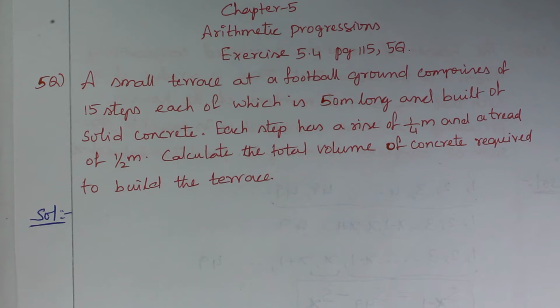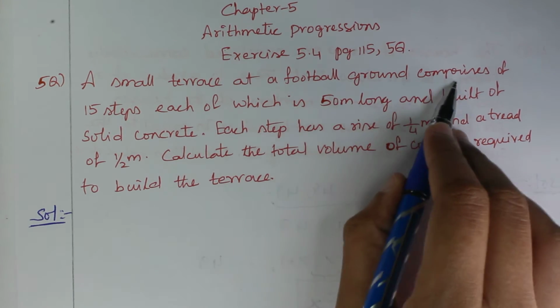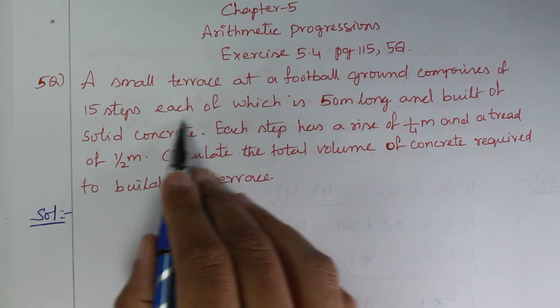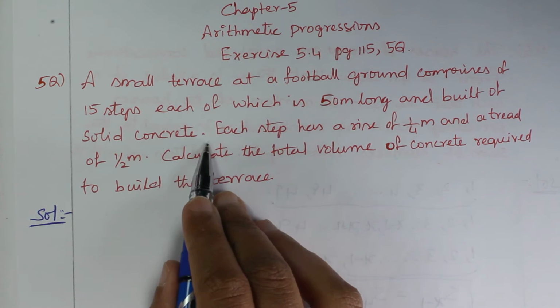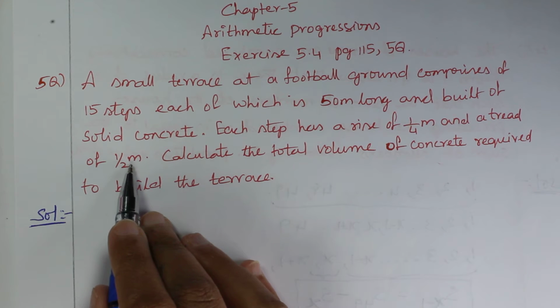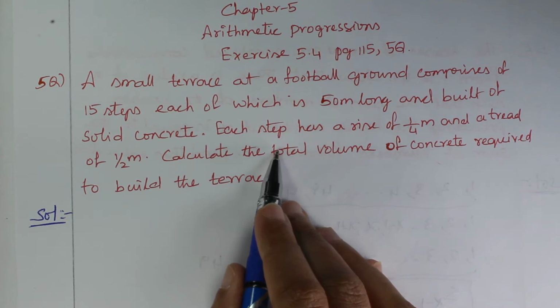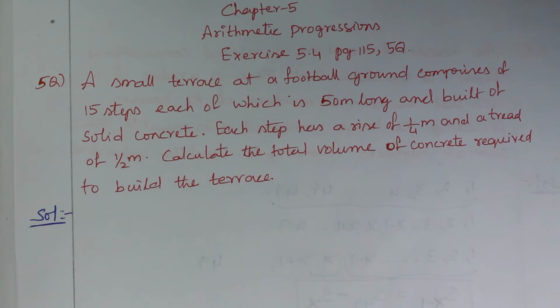In this session I am going to explain the fifth question from optional exercise 5.4, page number 115, chapter 5, arithmetic progressions. So let's read the question first. A small terrace at a football ground comprises 15 steps, each of which is 50 meters long and built of solid concrete. Each step has a rise of 1/4 meter and a tread of 1/2 meter. Calculate the total volume of concrete required to build the terrace.